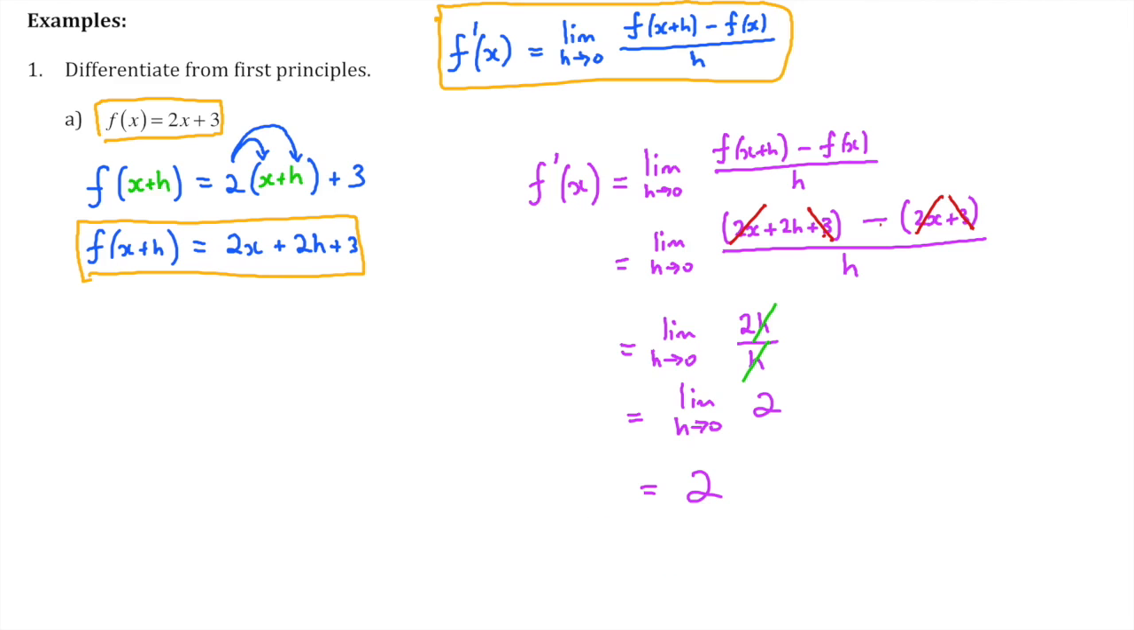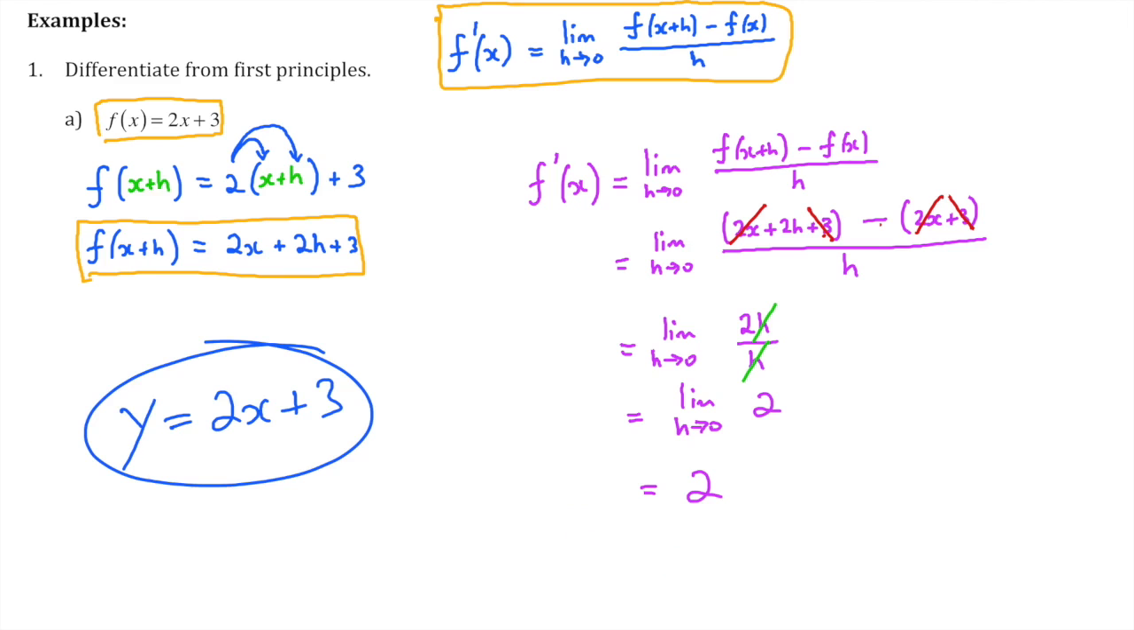And let's just think about this for a second. If I drew the line y equals 2x plus 3, that's what that is. It's the line y equals 2x plus 3. The gradient equals 2. And the gradient is the derivative, so it matches up perfectly. It would have been so much faster just saying what's the gradient. But we're going through this process.